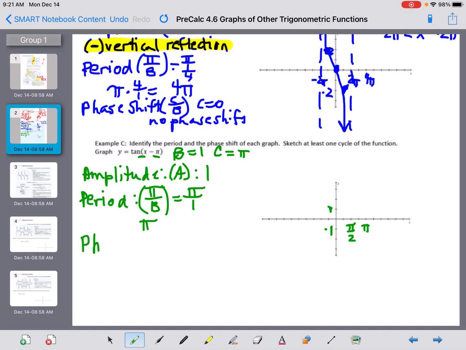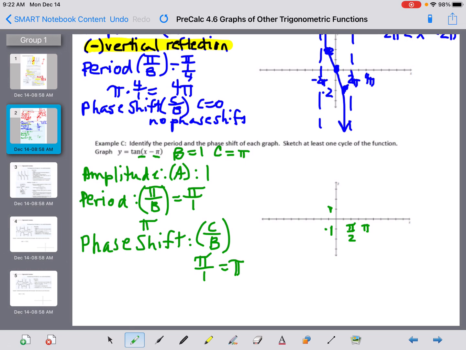All right, phase shift, because we definitely have one this time around, is going to be my c over my b. Well, we already established that c is pi. It's opposite the sign. So I'm going to do pi divided by my b, which is 1. So my phase shift is just positive pi, okay? Now, I can go ahead and try to do that, or if I just figure out where my asymptotes are, it takes care of my phase shift for me.